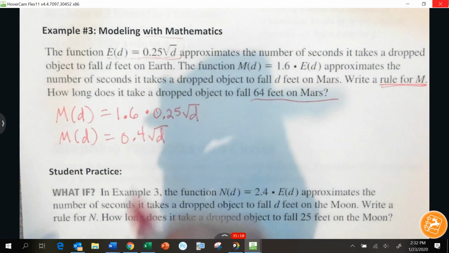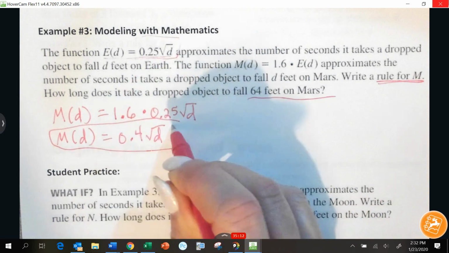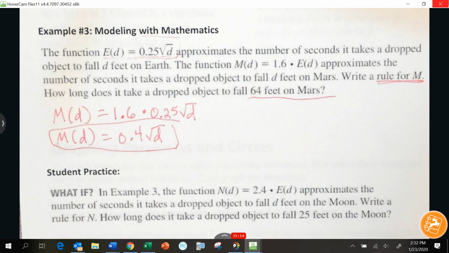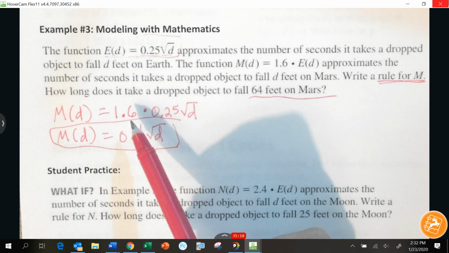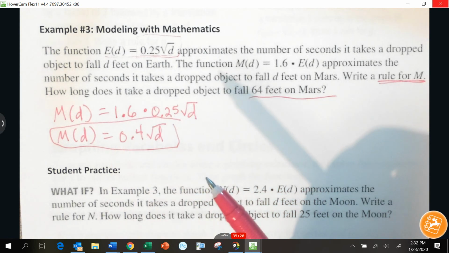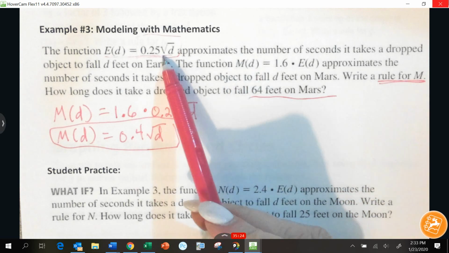Okay, so this is the first question. What's the rule for M? Do you see how we plugged in Earth into the M function and just simplified? We substituted what Earth is in that spot.